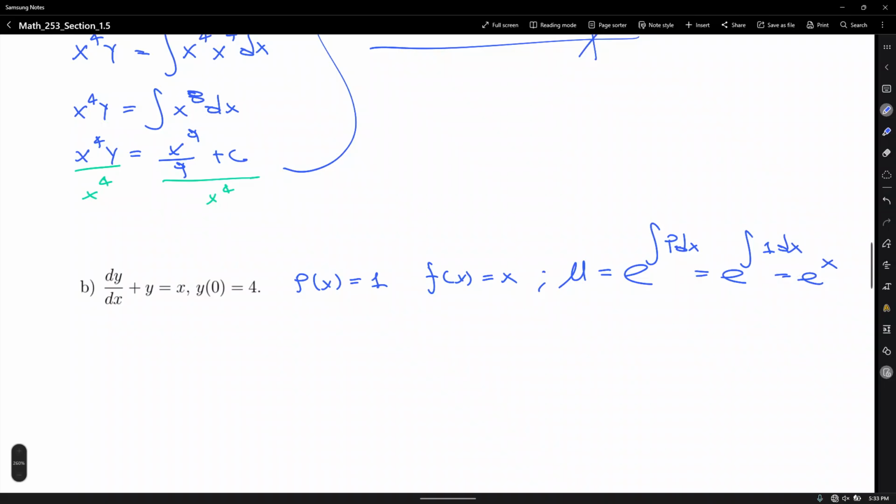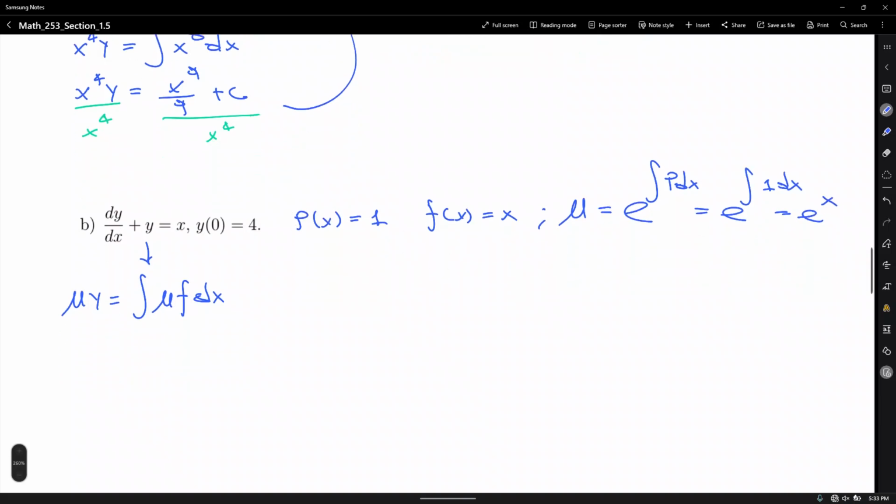And we're ready to go back to the equation. The solution to this equation is given by mu y equals the integral of mu f dx. Okay? Let's just substitute, and then work on the right-hand side only. So e to the x, y equals, what is that? The integral of e to the x times x dx. All right. The question here is, any ideas how to evaluate the integral on the right-hand side? IBP. What is that? Integration by parts, right? IBP, integration by parts.